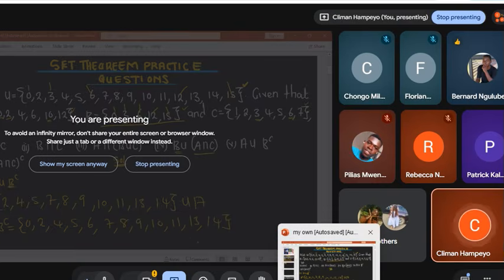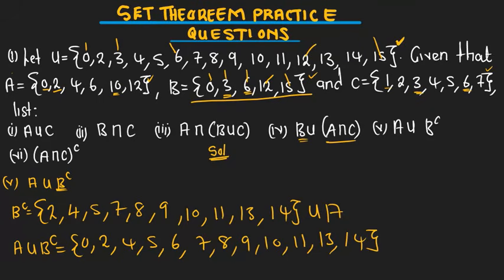Okay, let me do the last one. The last one is saying A intersection C complement. Work out whatever is in the brackets. Please, whenever you are doing sets, work out whatever is in the brackets first before any other thing. So, what do I mean? We are going to find A intersection C first. What is A intersection C?